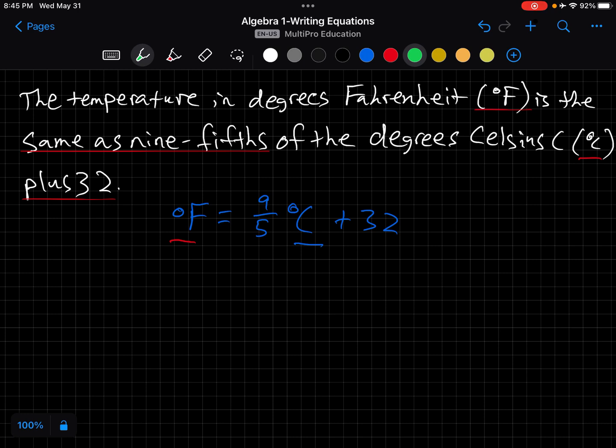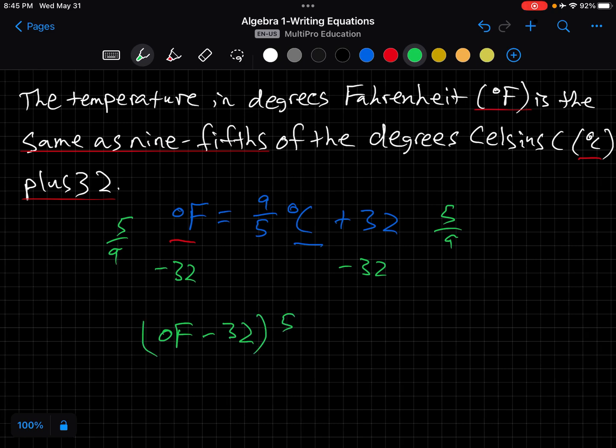So if we have the answer in Celsius, we can get to Fahrenheit. Let's look at how this would look if we have Fahrenheit but we're trying to get to Celsius. So we would need to subtract 32 from each side, and we need to multiply each side by 5/9. Okay? So if we have degree Fahrenheit minus 32, all times 5/9, that's equal to degree C. Really phenomenal, right? Yes, yes, very phenomenal.